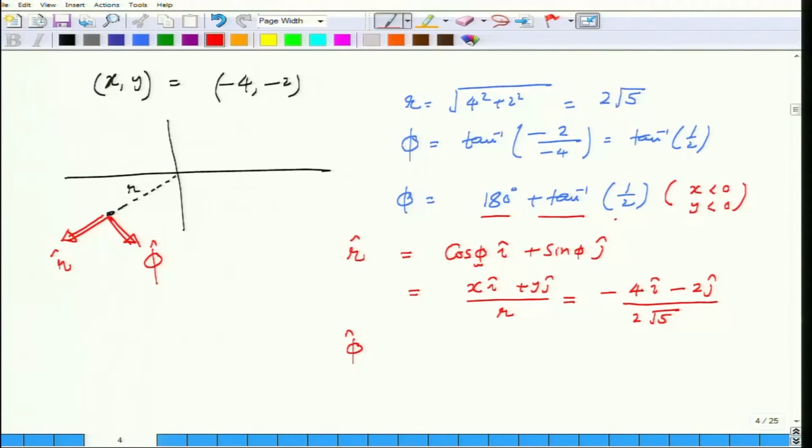phi unit vector is going to be minus yi plus xj over r, and that's going to be 2i minus 4j over 2 root 5. You can see that the x component of phi unit vector is in the positive direction and y component is in the negative direction, and for the r vector the x component is in the negative direction and so is the y component. So we are being all consistent. Next problem.